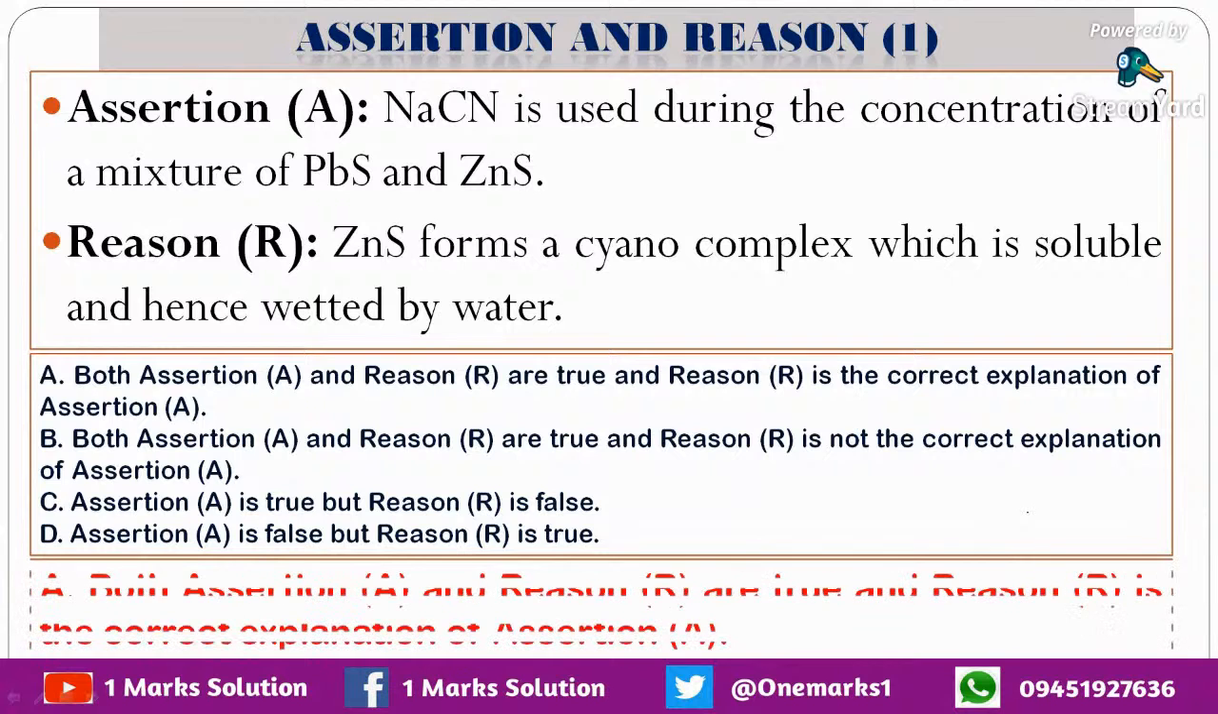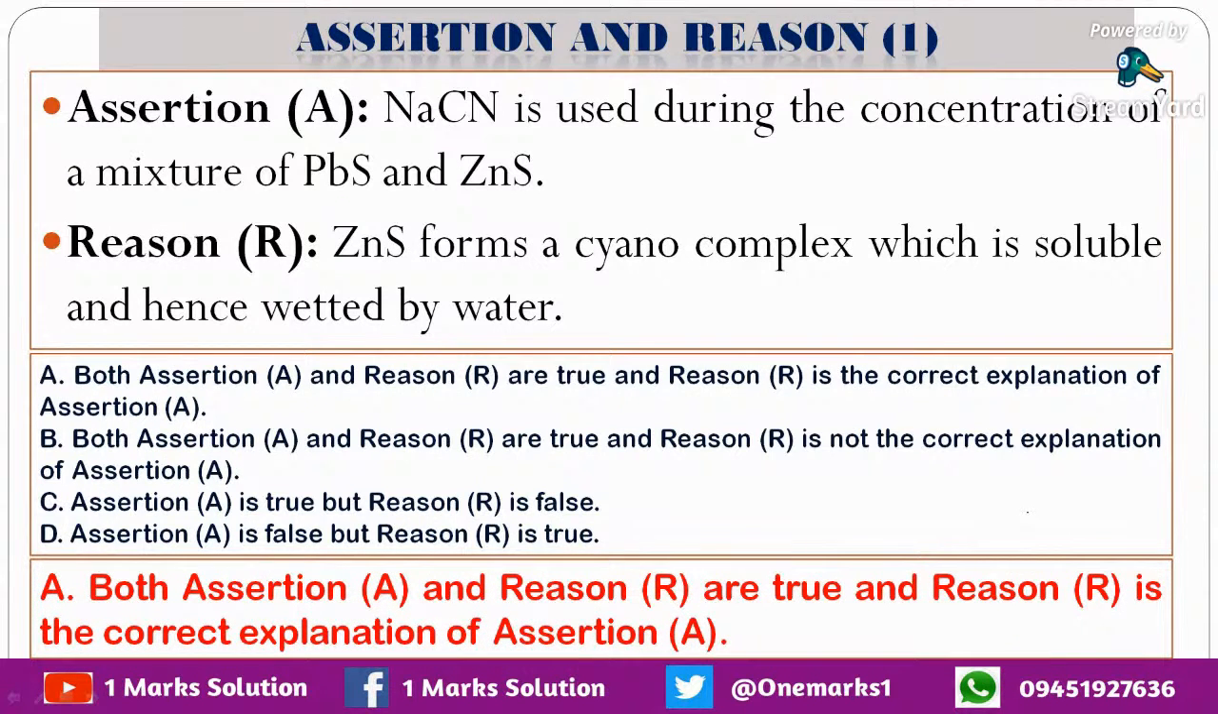And the first question we have is NaCN, which is sodium cyanide, is used during the concentration of a mixture of PbS and ZnS. That's absolutely correct. Sodium cyanide works as a depressant, and we use it with the mixture of PbS and ZnS. ZnS forms a cyano complex which is soluble and hence wetted with water.